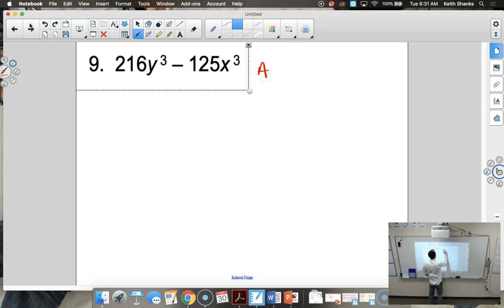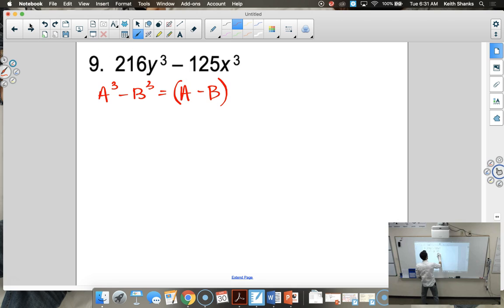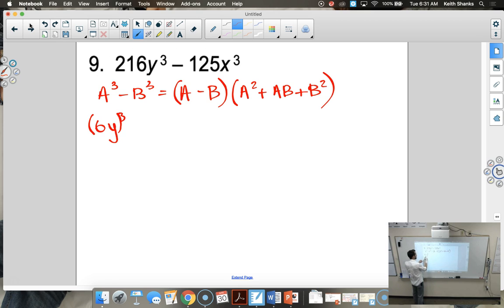So when you have this, let me actually write it over here, a cubed minus b cubed, that's going to equal a minus b times a squared plus ab plus b squared. Okay. So you have to recognize this first, that in this situation, a is 6y to the third power. So this is a minus b, it's 5x to the third power.